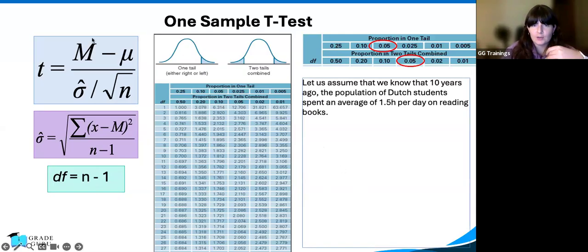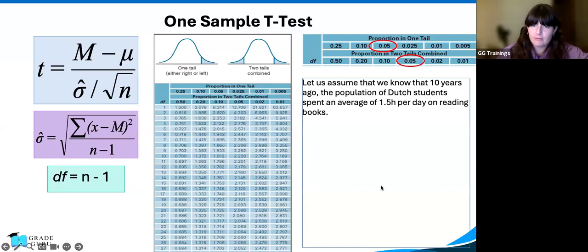Okay, let's look at this little example here. Let us assume that we know that 10 years ago, the population of Dutch students spent an average of 1.5 hours per day on reading books. Okay, your one variable, number of hours spent reading books. Okay, what's your units of analysis? The Dutch students. And previous research from 10 years ago is telling you that the population average is 1.5 hours. Okay, so you know your H0 immediately. Population average, hours spent per day reading is 1.5.